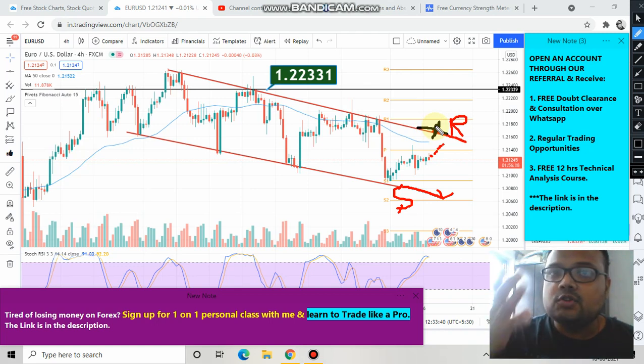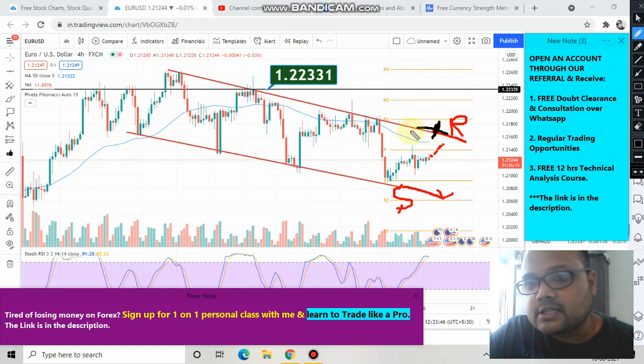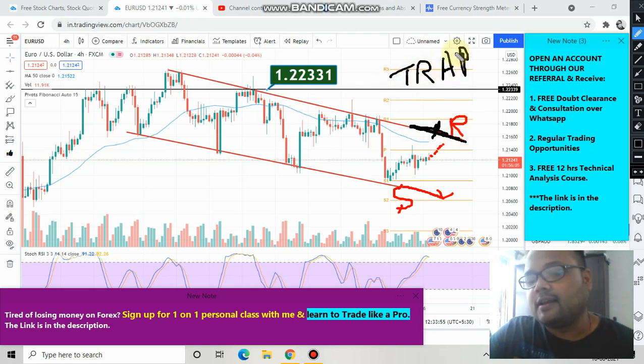Until and unless you get the support of volume, do not buy if market crosses this trend line, because it may be a trap also. Traps are very dangerous, and traps are there in the market always.